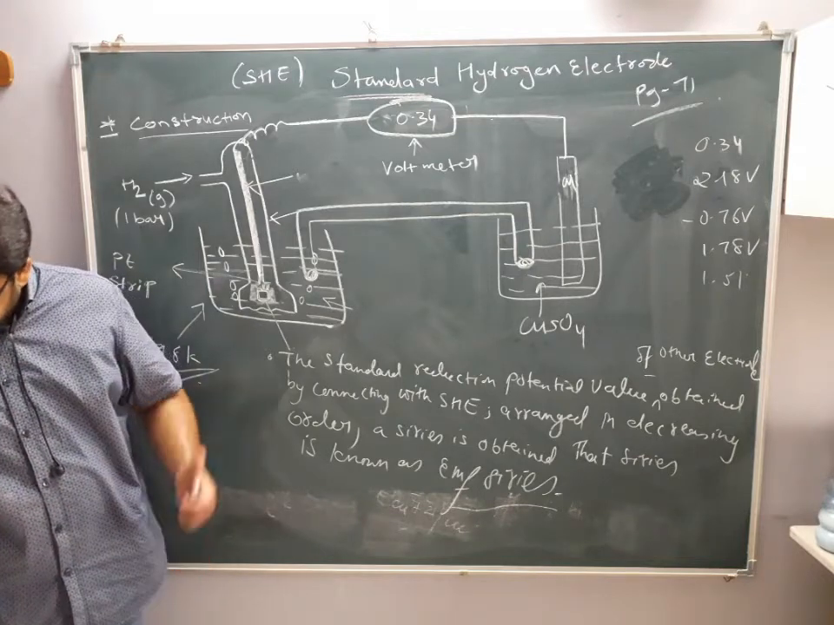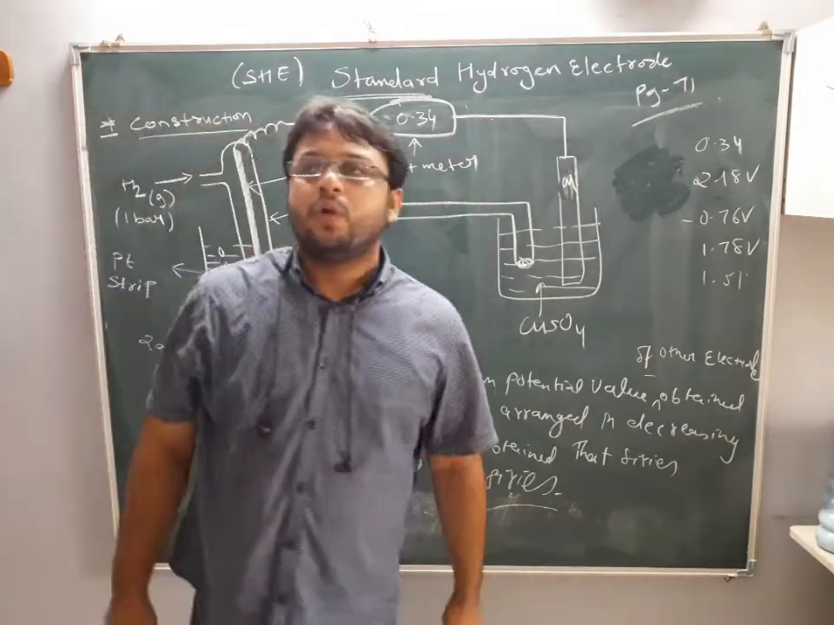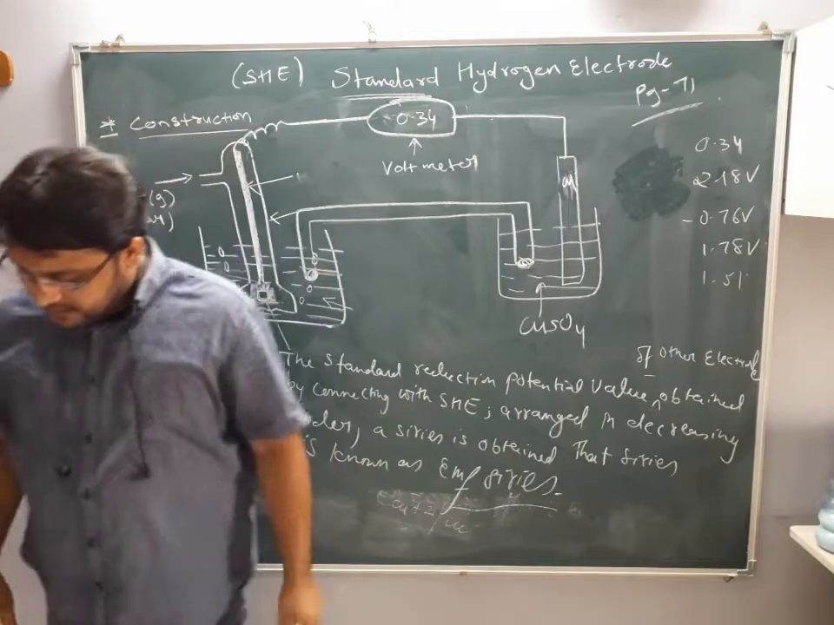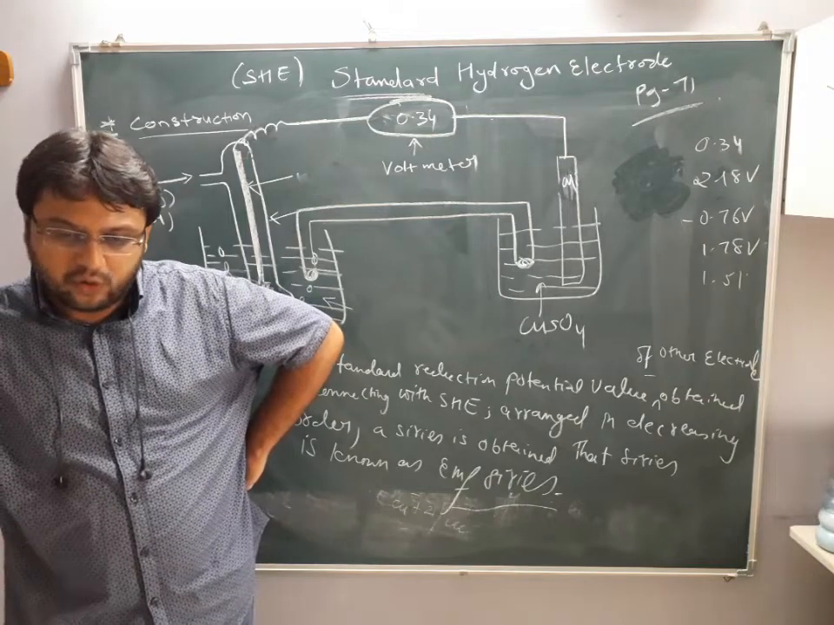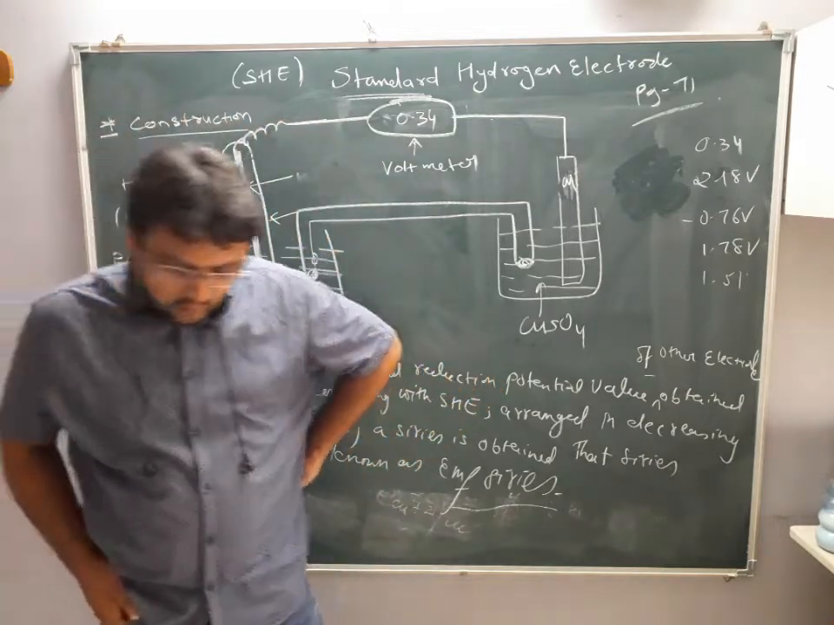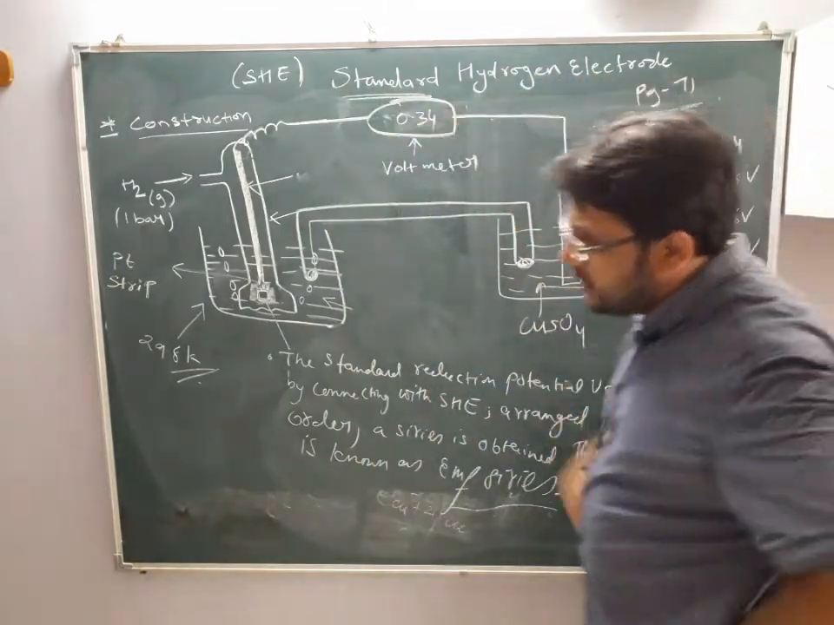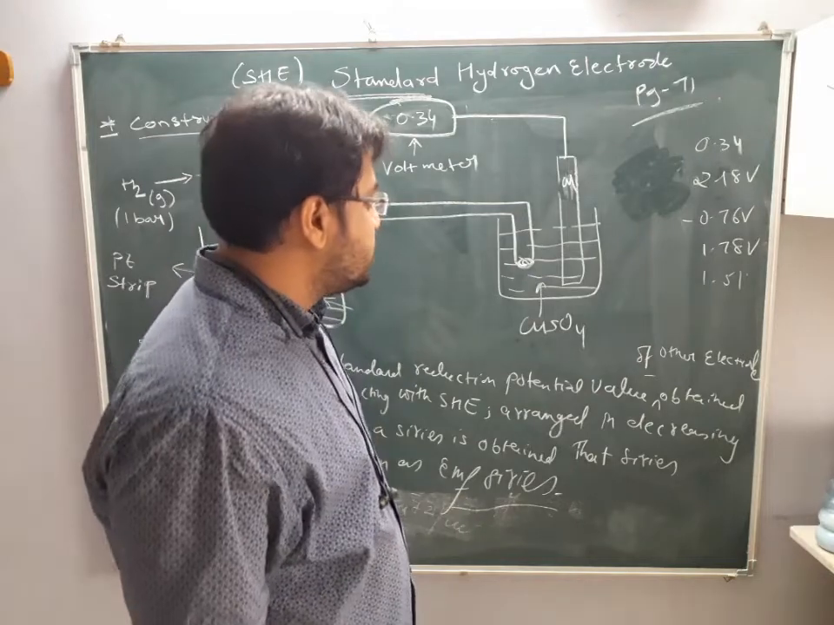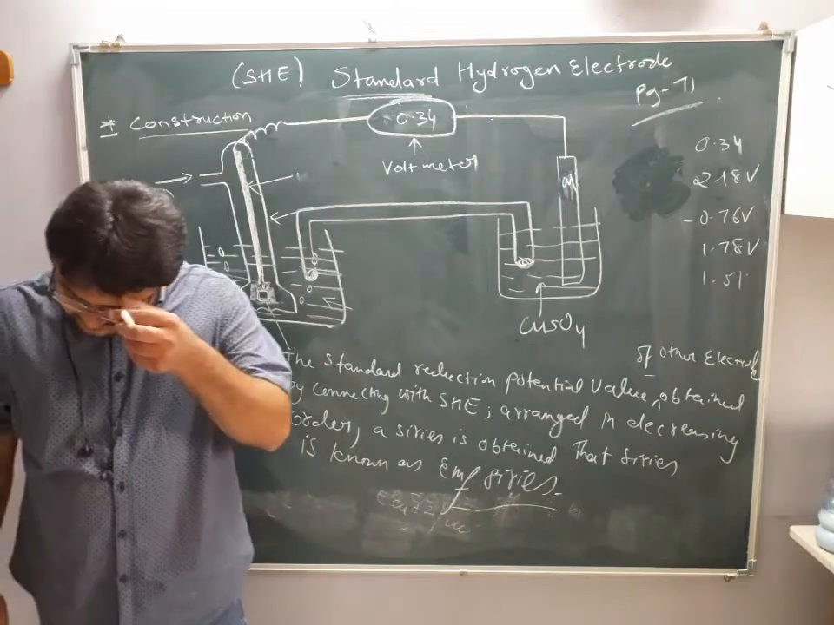Write down the book definition of EMF which was given in the previous class also. Write down: when the potential of the cell is measured with reference to the standard hydrogen electrode, the potential of the second electrode is known as EMF, that is electromotive force.